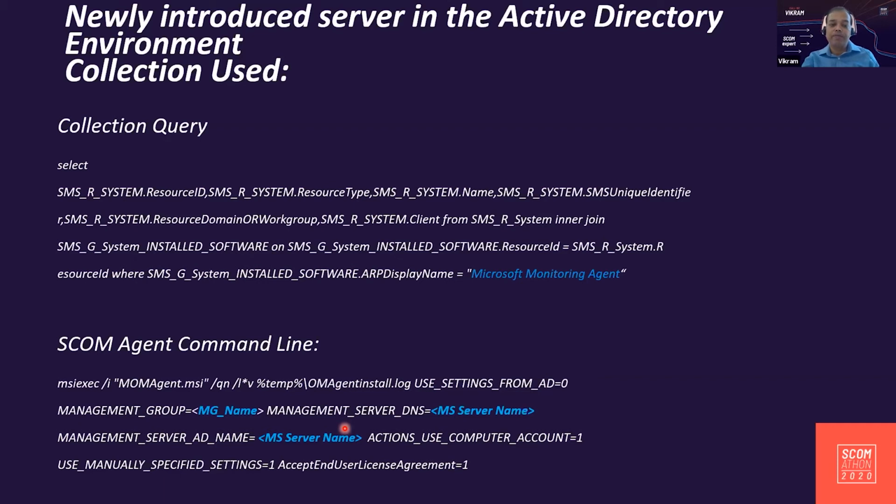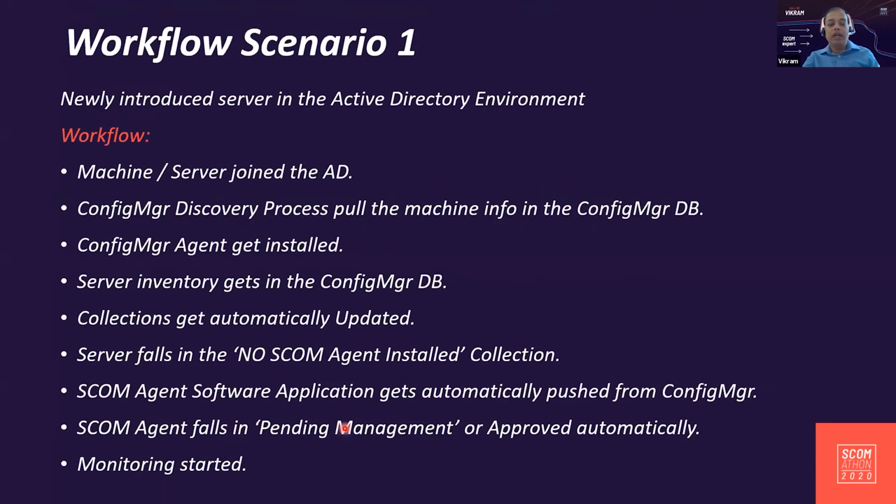Now, try to understand the complete workflow right from the time the machine got introduced to your Active Directory till the point that machine gets monitored. So the first step is that the machine will join the Active Directory environment, right? The moment it joins, the discovery will run over there. Once the discovery runs, it will put the information into the ConfigMgr database. Once the entry is in the ConfigMgr database, automatically the ConfigMgr agent will get installed. Then the inventory will pull automatically over there and it will be put into an appropriate collection.